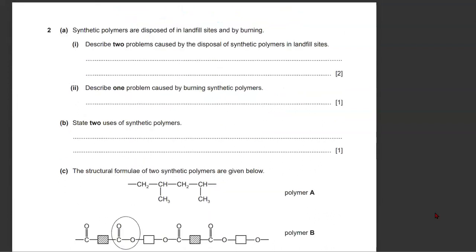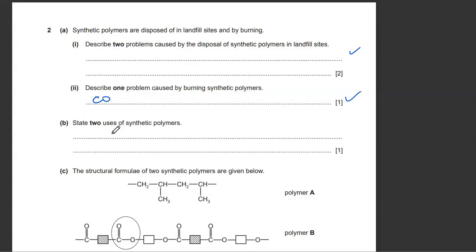So describe two problems caused by disposal of synthetic polymers in landfill sites. Okay, it's like a repeating question. One problem caused by burning synthetic polymer. What's the problem for burning? Toxins. Yeah, it's toxin, carbon monoxide, which is a toxic gas, can be produced.